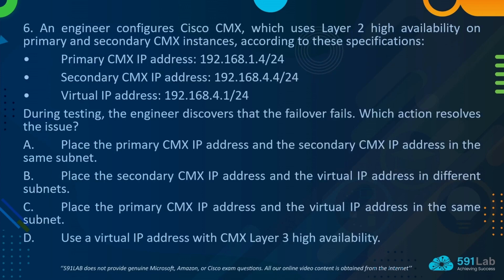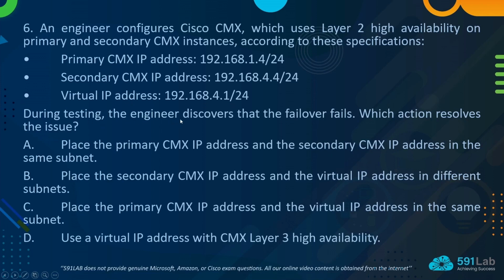Number 6. An engineer configures Cisco CMX, which uses layer 2 high availability on primary and secondary CMX instances. So we have high availability on CMX, with two devices, a primary and a secondary. According to the specification, the primary is set to the 192.168.1.4/24 subnet, and the secondary is set to the same but .4.4, so it's on a different subnet. Keep this in mind. And the virtual IP address for them is .4.1.